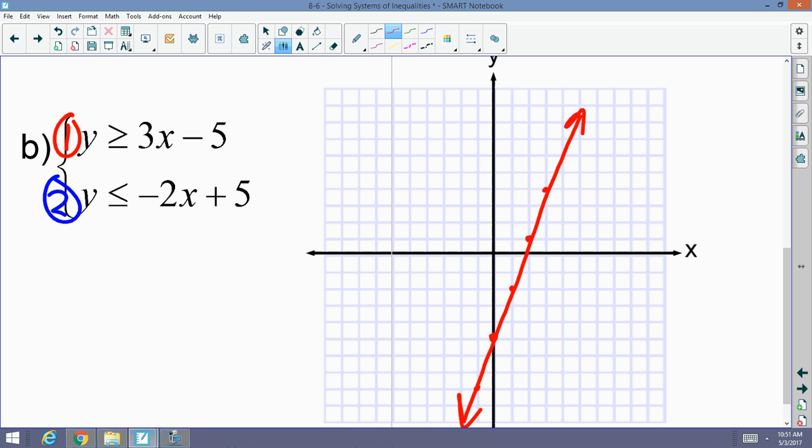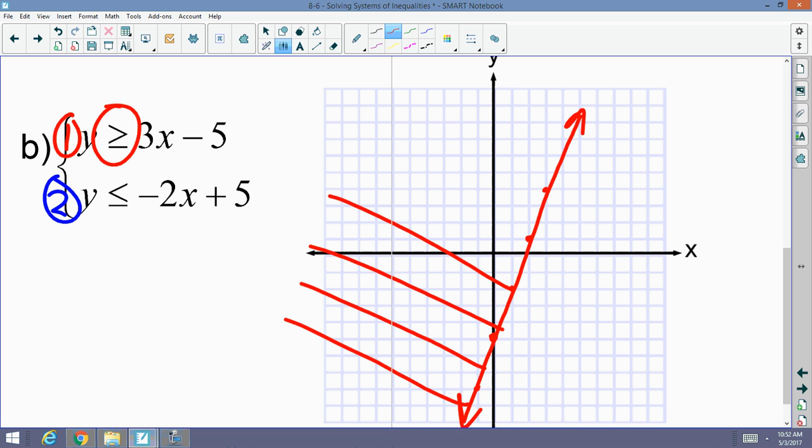Am I going to shade above or below this bad boy? Y is greater than, so I'm going to go above. Thank you very much. Again, I'm not looking for art, guys. I'm actually just looking for neatness, because the neater I make it, the easier I'm going to detect my little checkerboard.